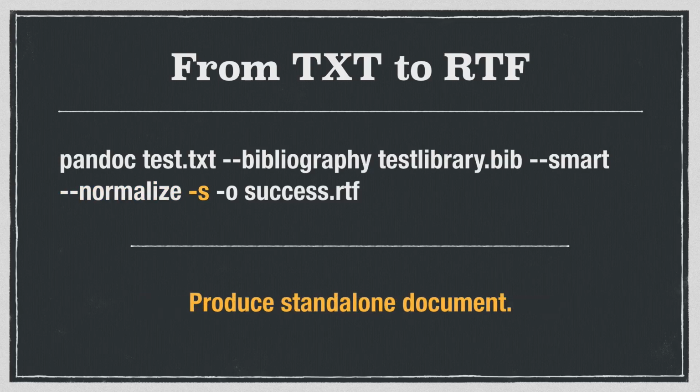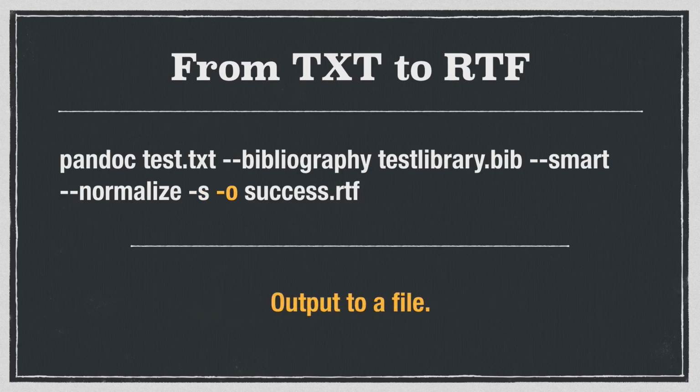Next, we have dash S, which simply means Pandoc should create a standalone document. If we didn't have this command in here, basically Pandoc would fill the terminal window that I've showed you with the text, instead of creating an autonomous file. Next we have dash O, which simply means put this converted text into its own file. And finally, the name of that file, which I'm going to call success.rtf. And by including the extension .rtf, I'm telling Pandoc that I want it to convert this into a rich text file.